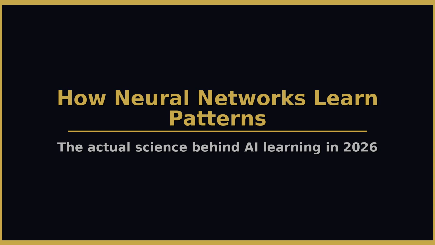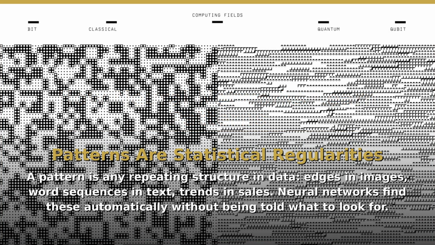Neural networks don't learn like humans memorize facts. They learn by adjusting millions or billions of numerical parameters until input data consistently produces correct outputs. It's a process of iterative refinement, mathematical optimization, and massive scale pattern extraction. Here's how it actually works.